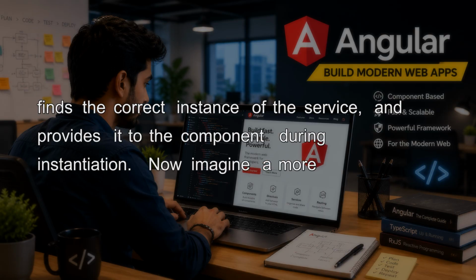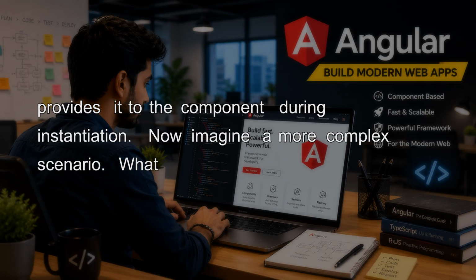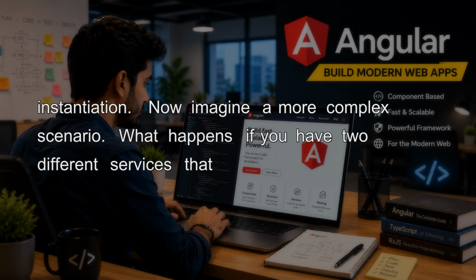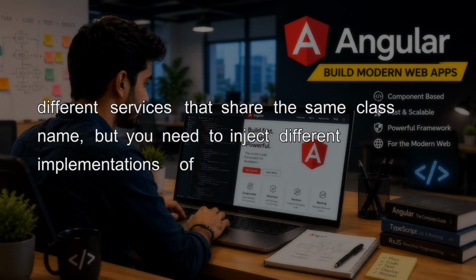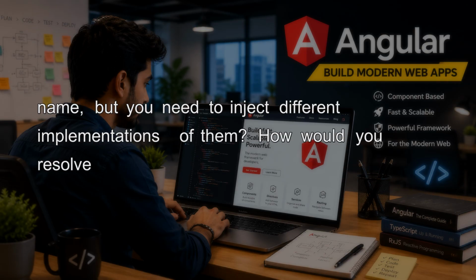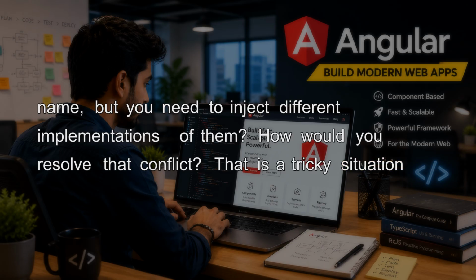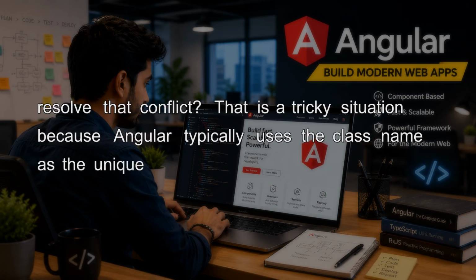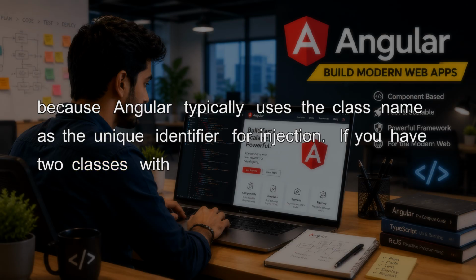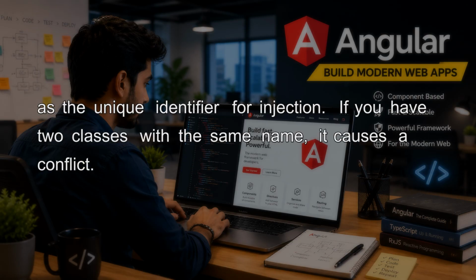Now imagine a more complex scenario. What happens if you have two different services that share the same class name, but you need to inject different implementations of them? How would you resolve that conflict? That is a tricky situation because Angular typically uses the class name as the unique identifier for injection. If you have two classes with the same name, it causes a conflict.